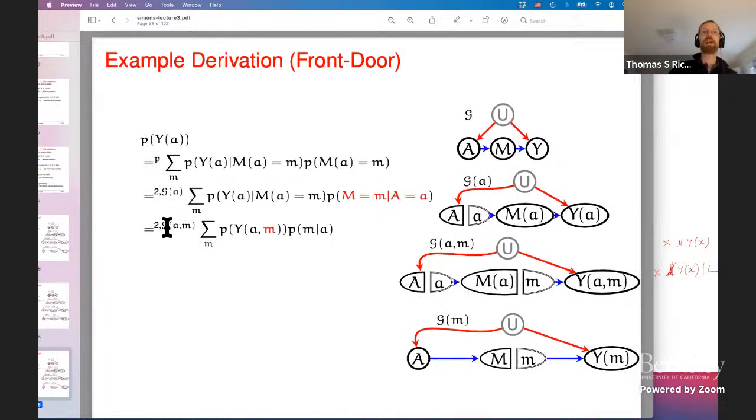Then I can now look at this and say Y of A. I'm looking at the graph G of AM, and I can see that Y of AM is d-separated from M of A in the graph where I intervene on A and M. So therefore, that tells me, by rule 2, that this term is equal to this term. So I get to do that replacement.